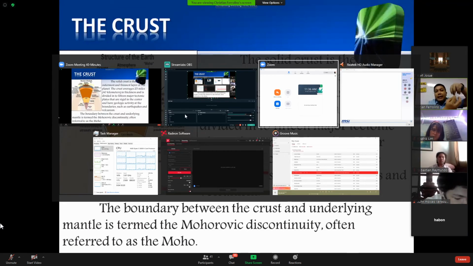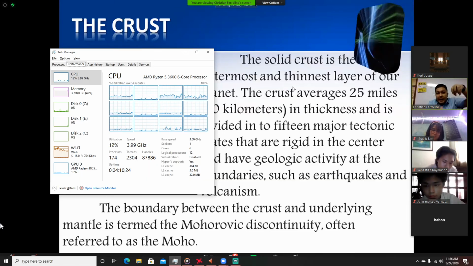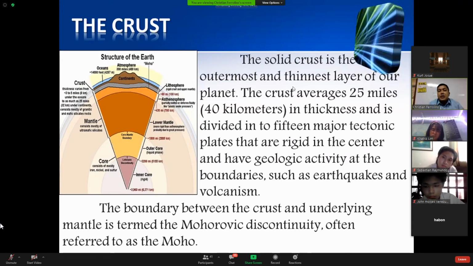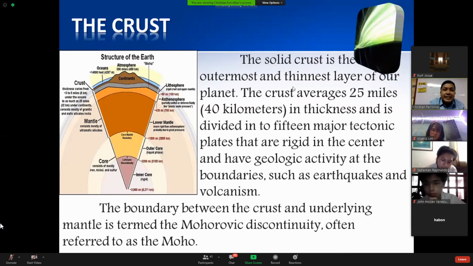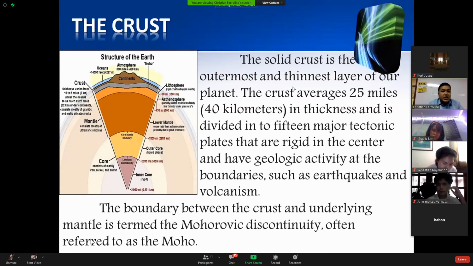Yung may pinakamabigat na bato, siyang pinakang iilalim, at yung pinakang magaan na bato, siya naman yung iibabaw. Okay? Pag kinalog-kalog niyo siya, nagkakaroon ng layering. That layering leads to the structure of our Earth today. Doon sa pag-ikot-ikot niya na gano'n. So, basically, it's the great differentiation that brought about this layering of the Earth.